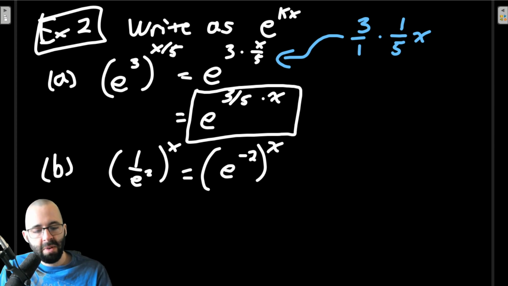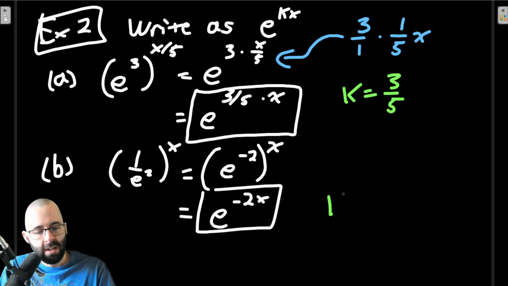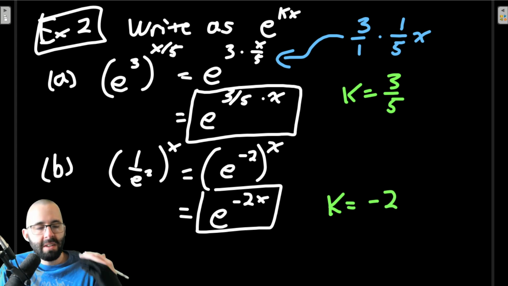And now we use that property from before. Okay, exponential raised to an exponent. Multiply those exponents together and we're going to get e to the negative 2x. That's the nice form that we were asked for right here. Again, if you really want to be clear here, k here is 3/5 and k here is negative 2. You don't have to write this, but it's good to see where it is. All right.